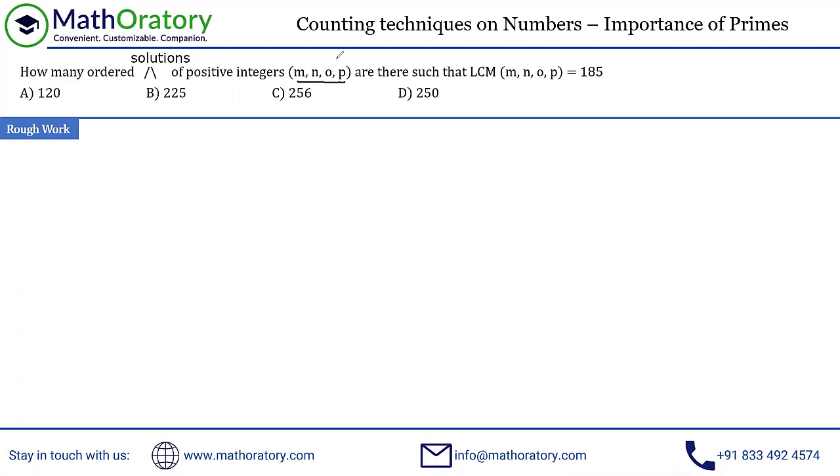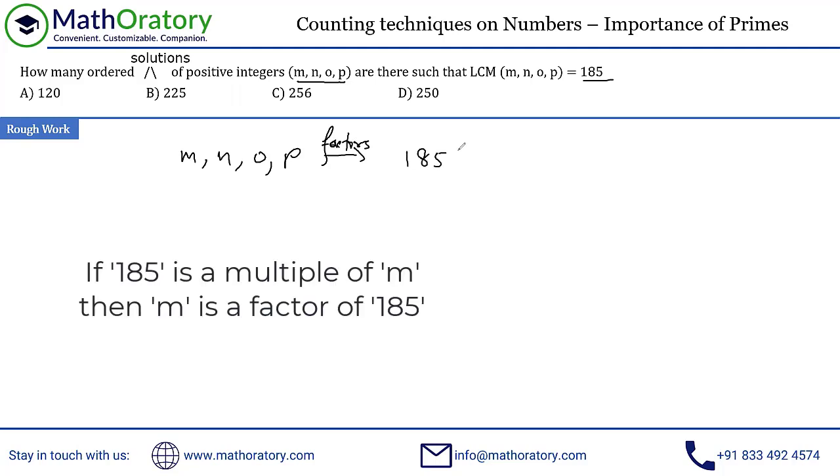How many ordered solutions are there such that the LCM of these 4 numbers is 185 or something, right? So whenever you have this question, LCM is this, a lot of different types are applicable. First thing you have to understand is what is the meaning of it. So if I say that m, n, o, p have an LCM of 185, the first thing that should strike you is that m, n, o, p, each of these have to be factors of 185, right? If they are not factors, how can the LCM be 185?